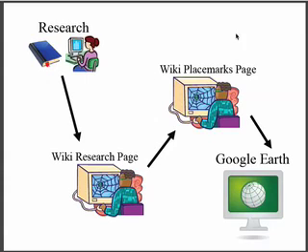Once they finish putting in all of the information, the image links to make the image show up in their placemark, and the links or citations for books or the information sources that they've used, they then copy that into a placemark that they create in Google Earth. So that's the process that they're undergoing.